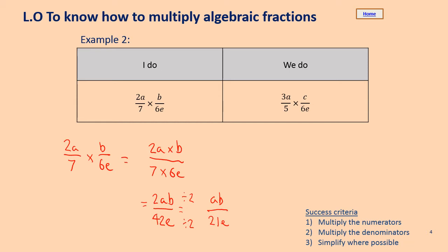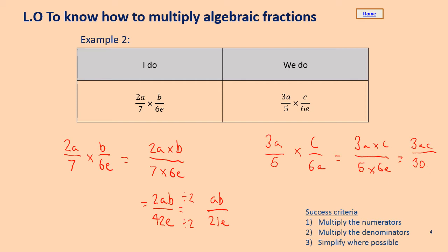Right, okay, so if we come to the we do now, if you need a bit longer then just pause it even longer, but we've got 3a over 5 times c over 6e. Again, multiply those top two numbers. 3a times c goes on the top, and on the bottom we're going to have 5 times 6e. So 3a times c gives 3ac. 5 times 6e, well 5 times 6 gives 30, and then we've still got that e, so it's 30e on the bottom.